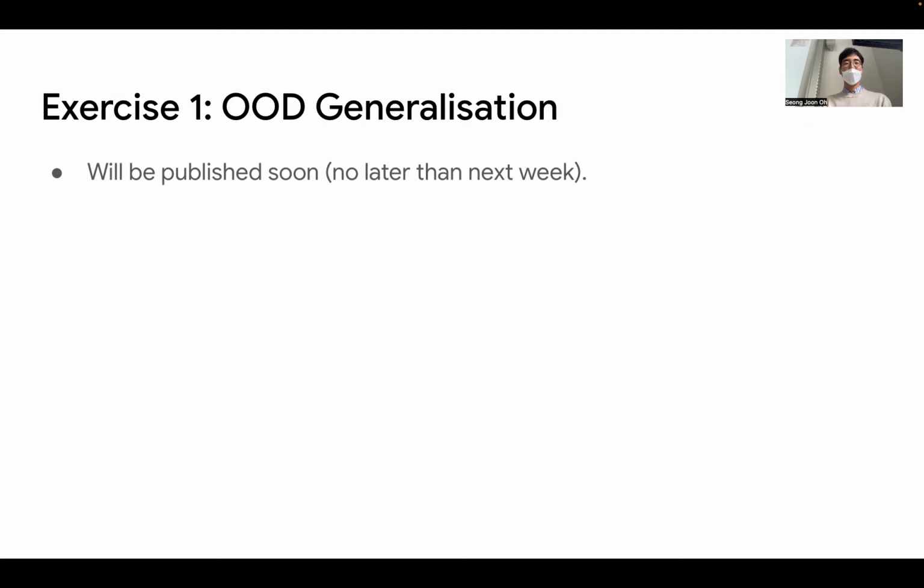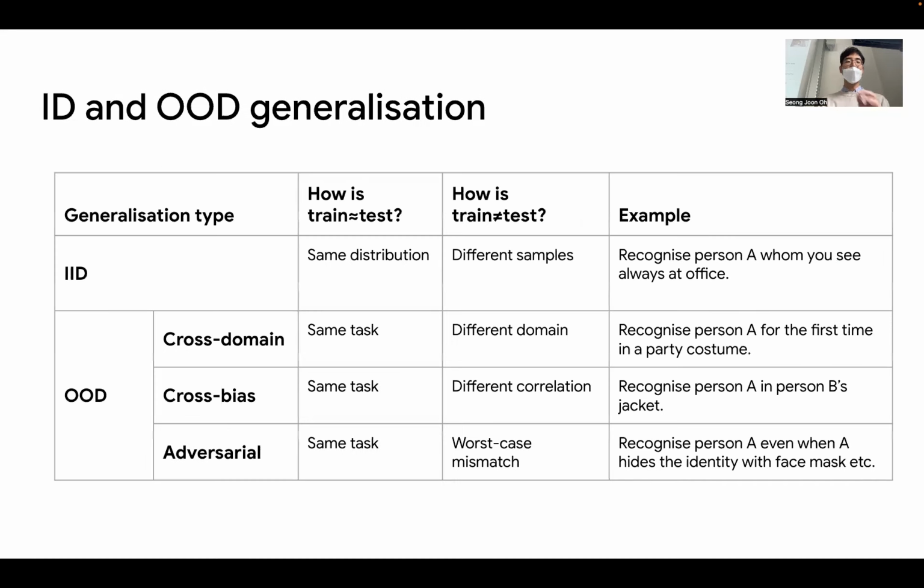So exercise 1 is going to be published soon. It's going to be an OOD generalization exercise. And for the next 3 lectures, including this one, I'm going to be talking about OOD generalization. Okay, so I think that's it for the logistics. Do you have some other questions?